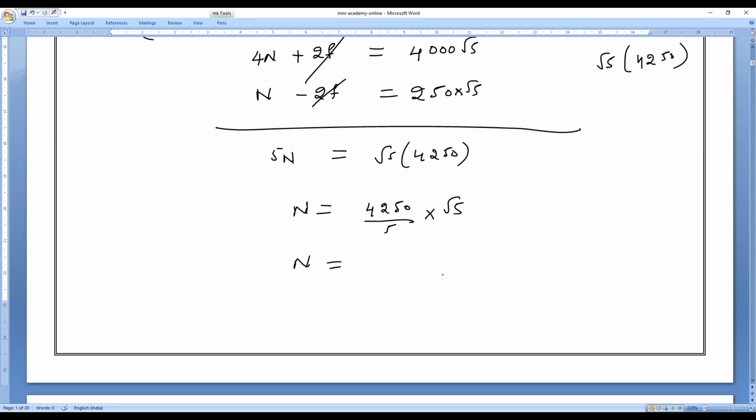4250 divided by 5. How much is it? Sir, 850 root 5. 4250 divided by 5 is equal to 850 root 5. That is the force. No, normal is the force only.